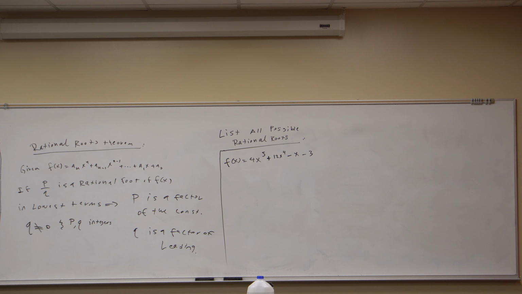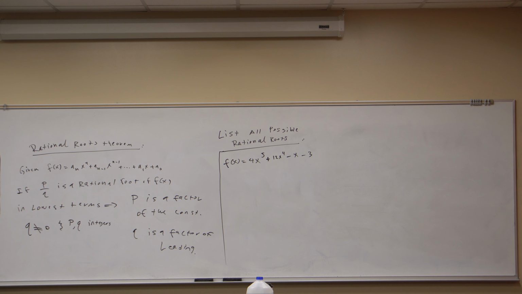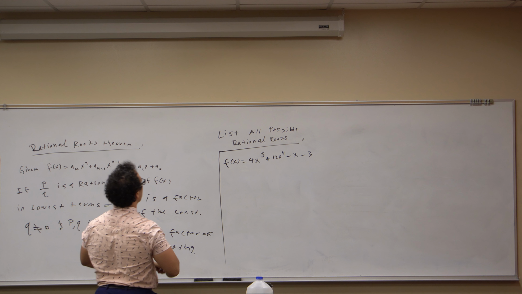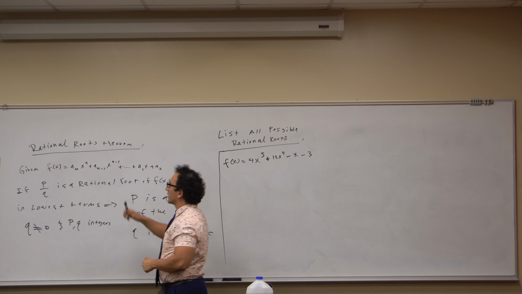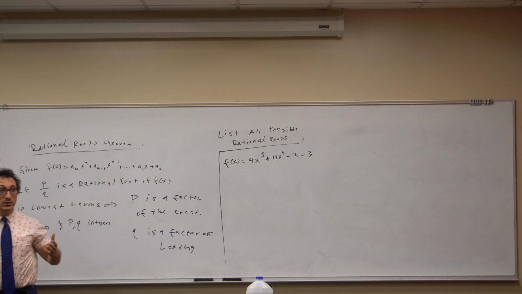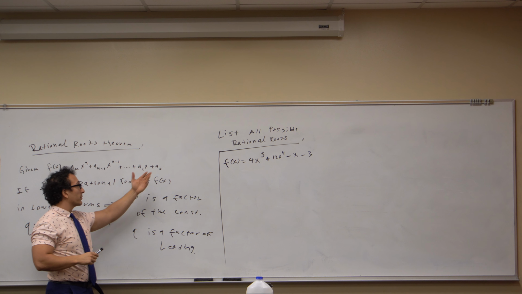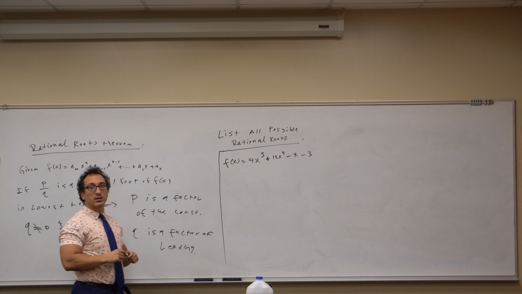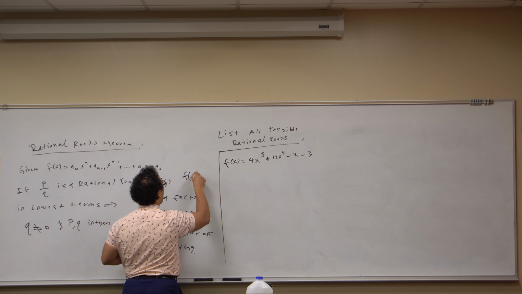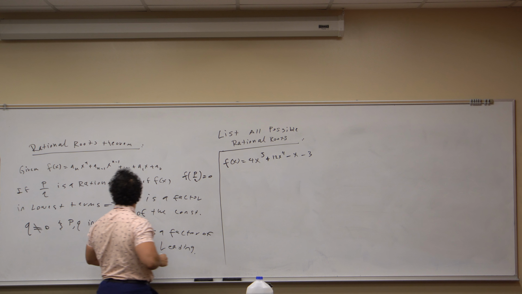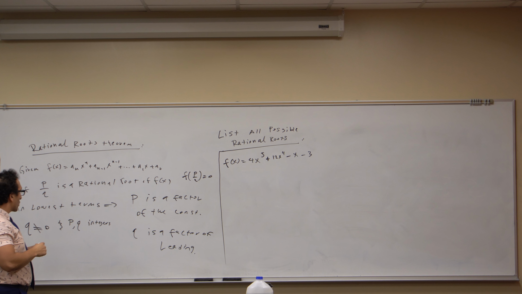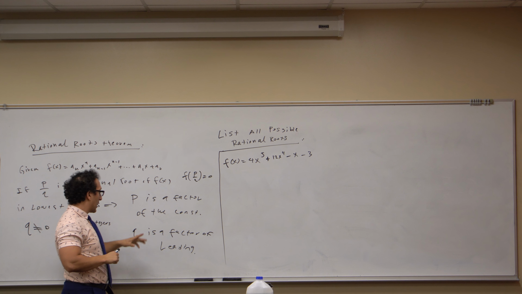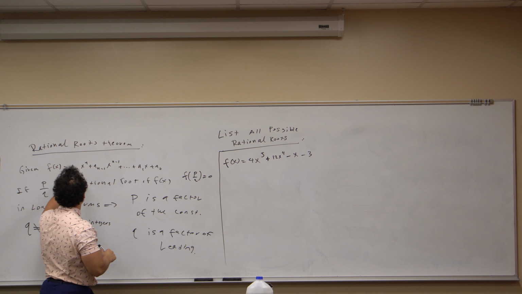Hello. Now we're going to be talking about the rational roots theorem and its application to listing all possible rational roots of a polynomial. The rational roots theorem states that given some nth degree polynomial, if p divided by q is a rational root of f of x, meaning f of p over q is equal to 0, and if p over q is in lowest terms, that means p is a factor of the constant term, a naught, and q is a factor of the leading term, a n.